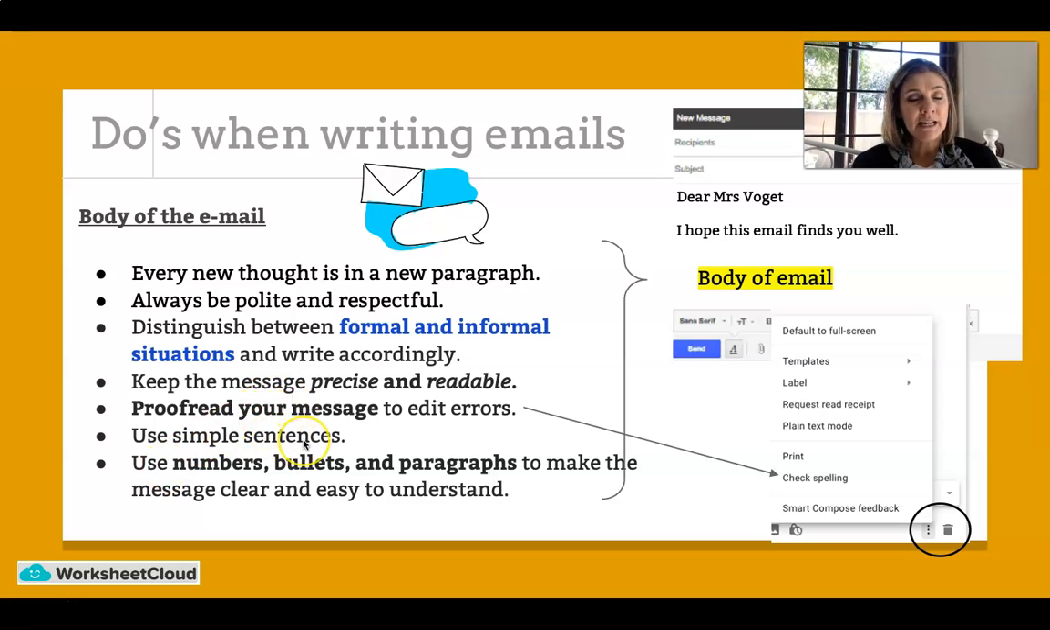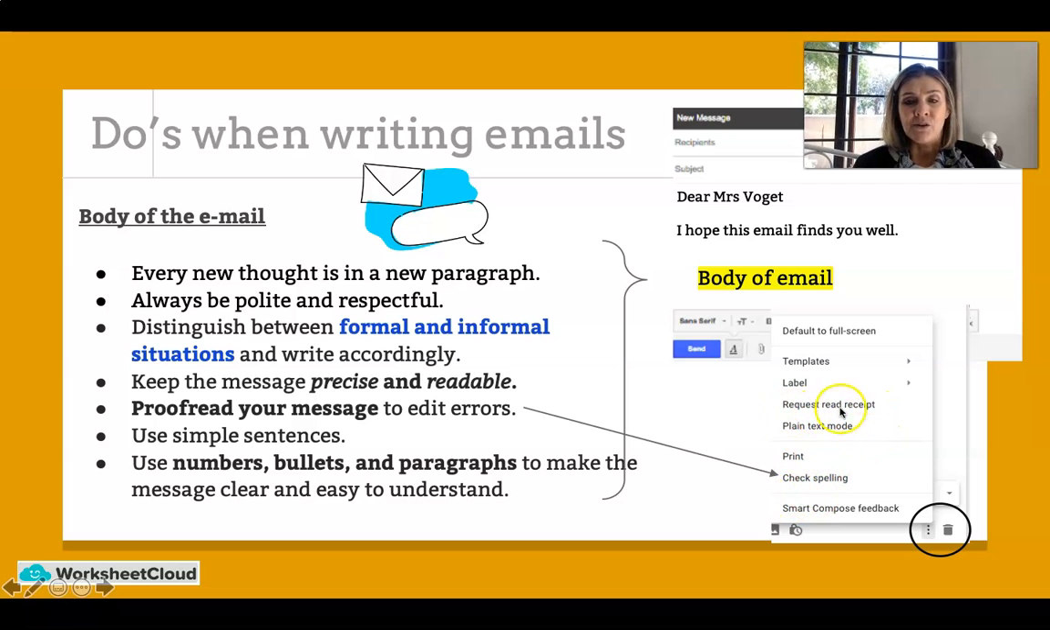So important. And I know some of you battle with your spelling. There's a clever little thing on an email. Once you've typed up your email, if you go to the bottom, there are those 3 little dots. And if you click on them, this is what comes up: Templates, label, request read receipt, plain text mode, print, check spelling.